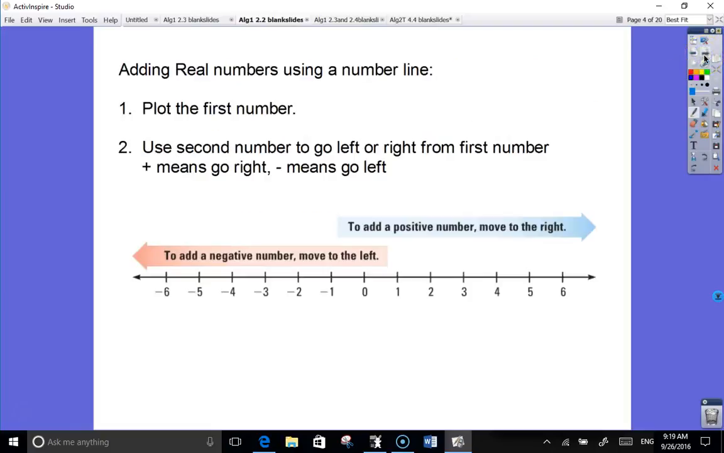So adding real numbers. To get down to basics, we add on a number line. And the way we do it is we plot the first number wherever it goes, and then we use the second number to go left or right from the first number. Plus means on a number line, plus is always to the right, and minus means go to the left.